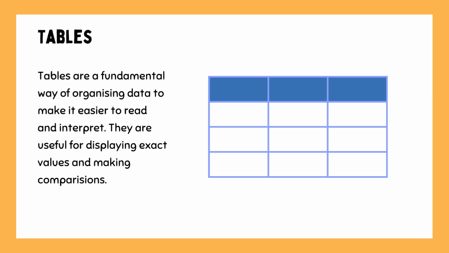Tables are a fundamental way of organizing data to make it easier to read and interpret. They are useful for displaying exact values and making comparisons. Often, a table will be compiled before a chart or graph is drawn.